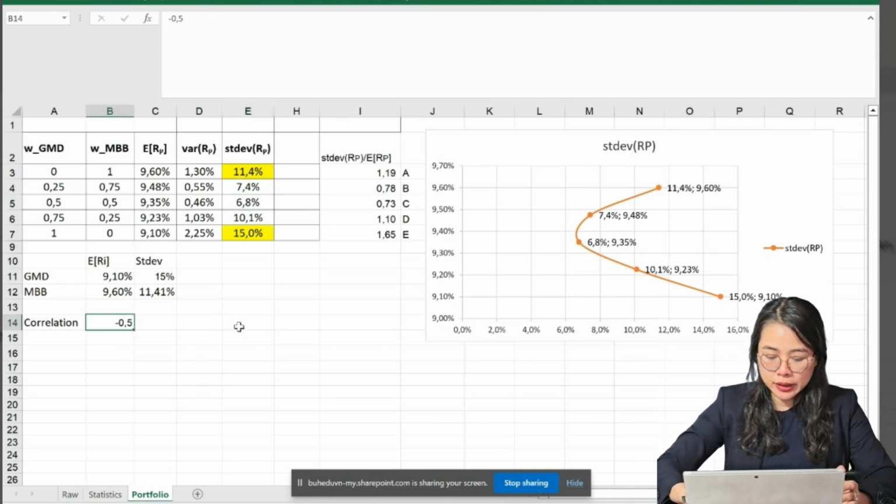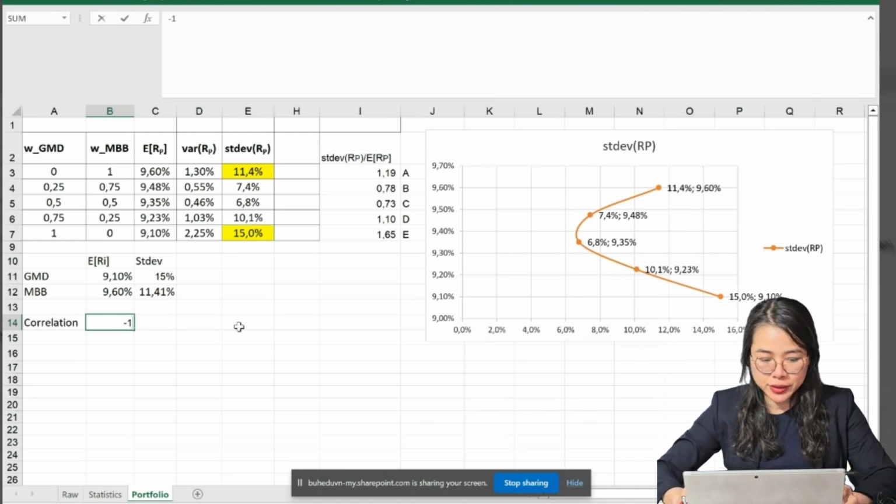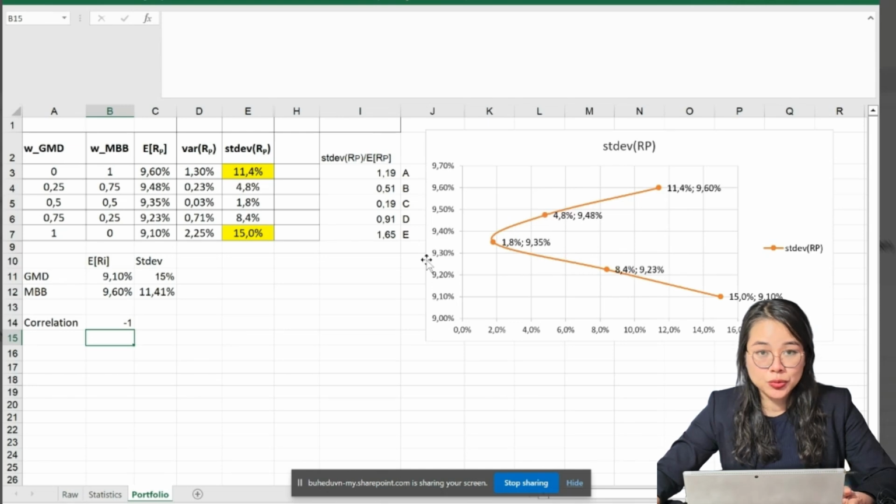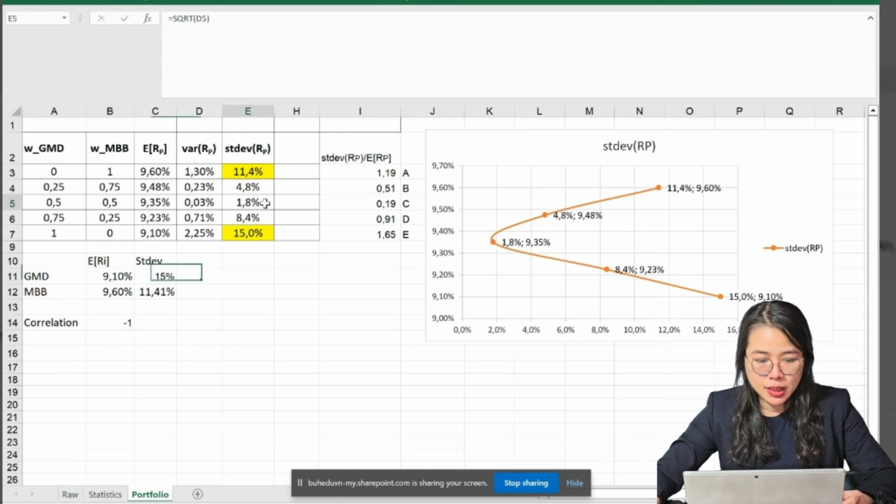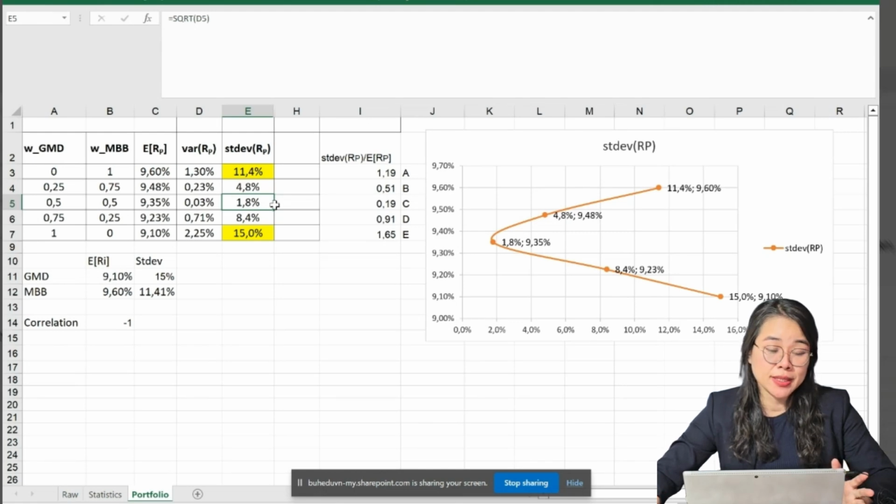And now I change the correlation to -1, a perfectly negative correlation. And then, did you see? Now the portfolio with the lowest risk has a risk of about 1.8%, but the return of that portfolio doesn't change. You see, that is very beautiful.